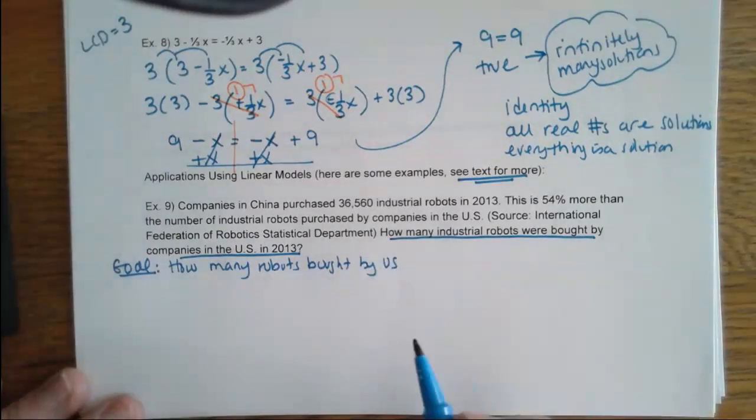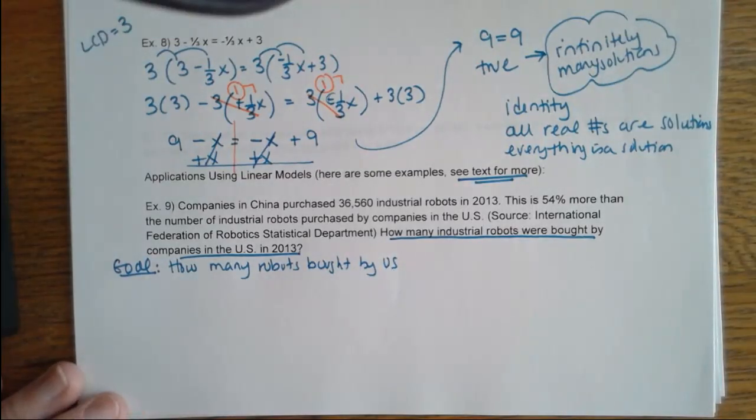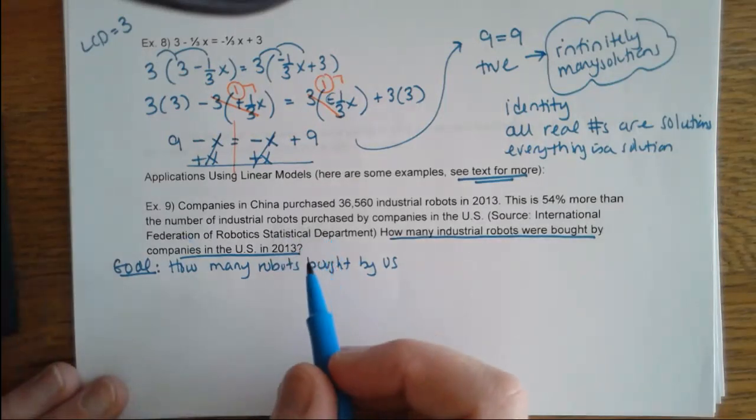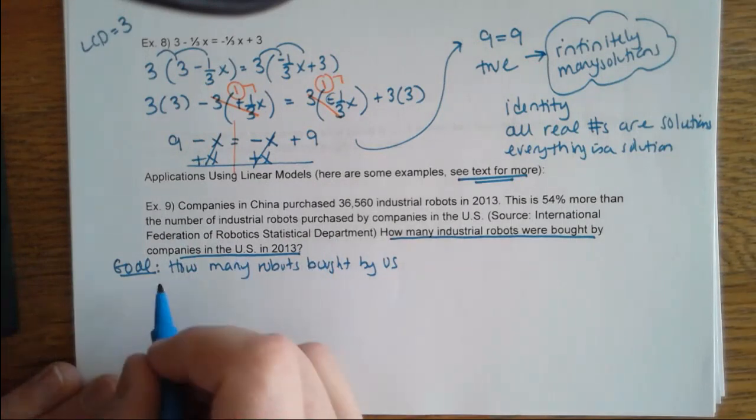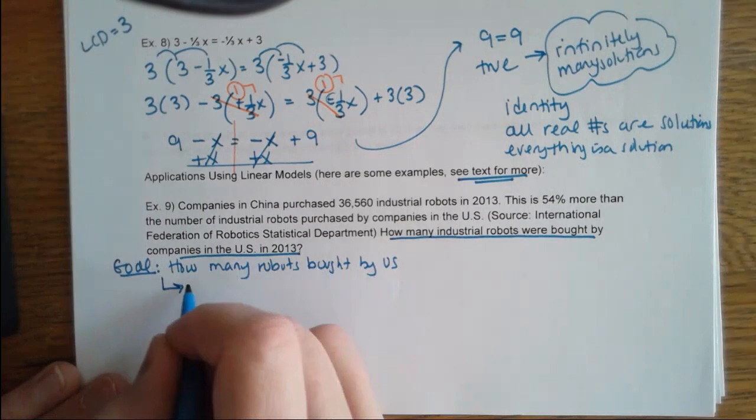Right, in 2013. And again, I don't have to write it in full sentences. I just need some key points here. So I'm trying to figure out how many robots the US purchased. Now, the nice thing about the goal is that it will help you figure out your variable. So the goal will help us figure out our variable. So we're only looking for one thing, right? How many the US bought. So this is going to be our variable.